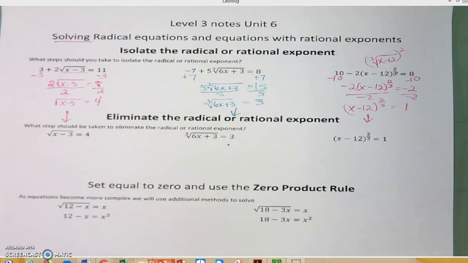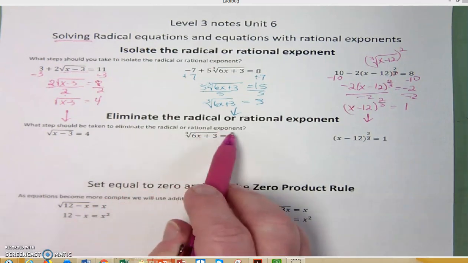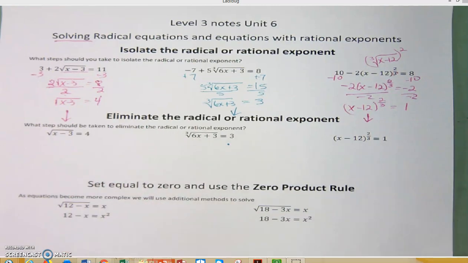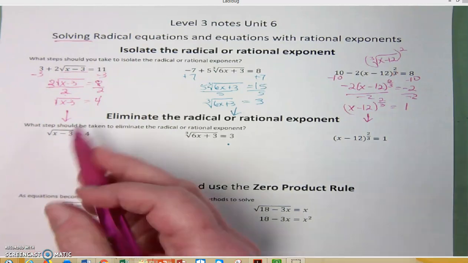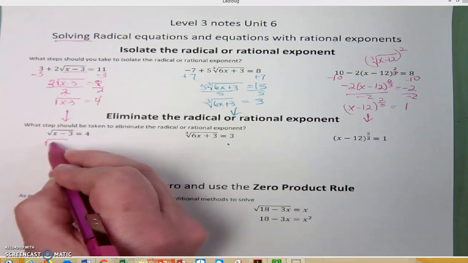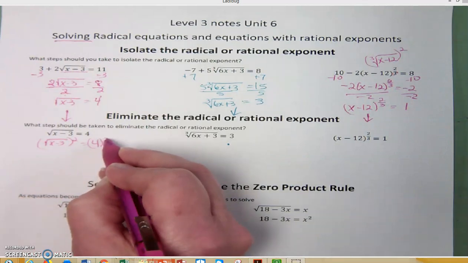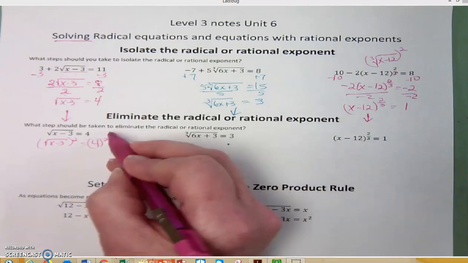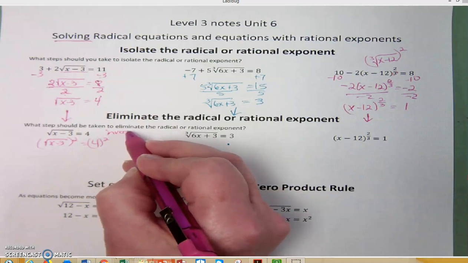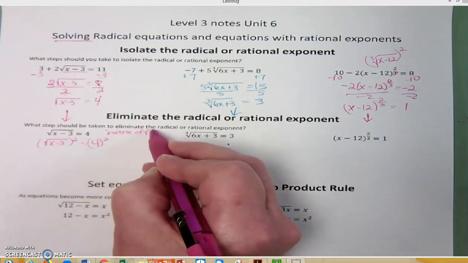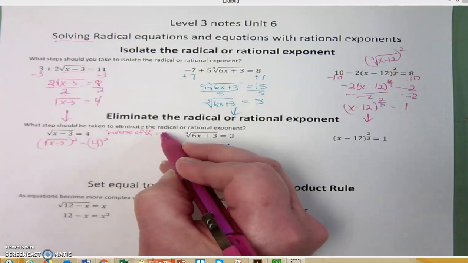Next, we need to eliminate the radical or rational exponent. So what step should we take to eliminate the radical or rational exponent? Right here I have the radical, square root of x minus 3. If you remember from level 1, the inverse operation of square root is squared. So I'm going to take my square root of x minus 3 and square that. What I do to one side, I have to do to the other side. So let's write that so you remember: the inverse of the square root of x would be x squared.